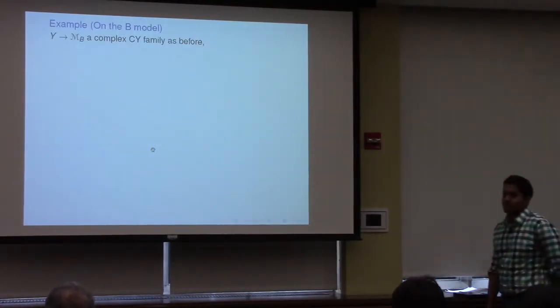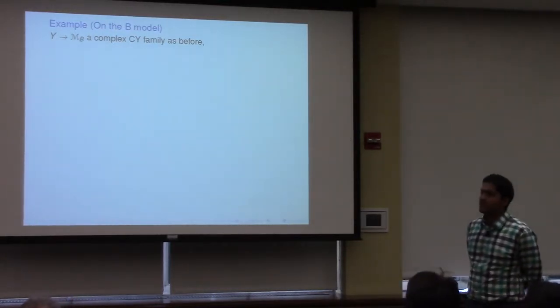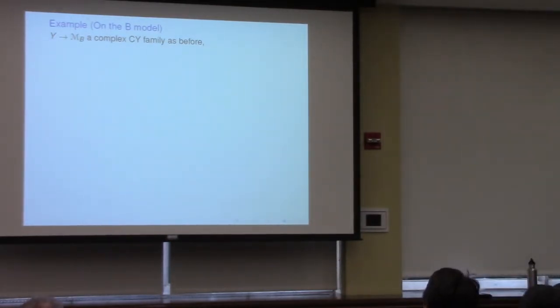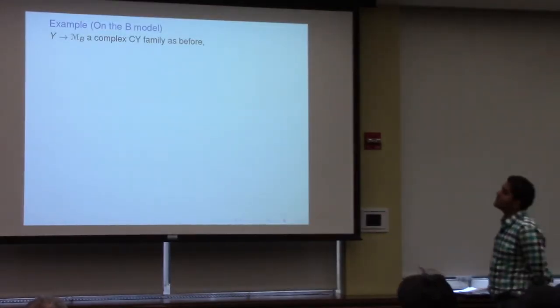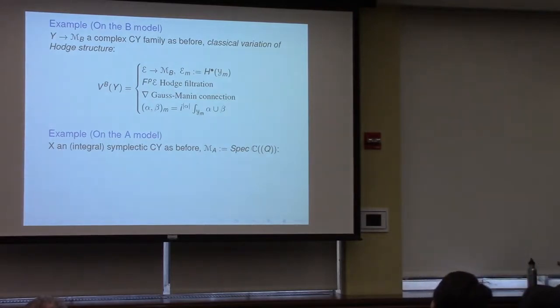Okay, so there are natural examples on both the A side and B side. So let's talk about the B side first. That's a more classical story. Let's say we have a complex family over a formal disk, as before. Then we can associate the classical variation of Hodge structure, and that is an example.